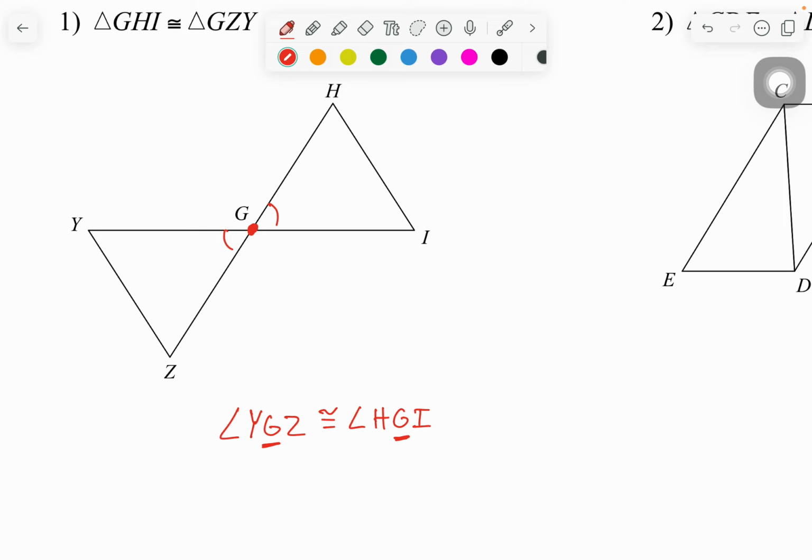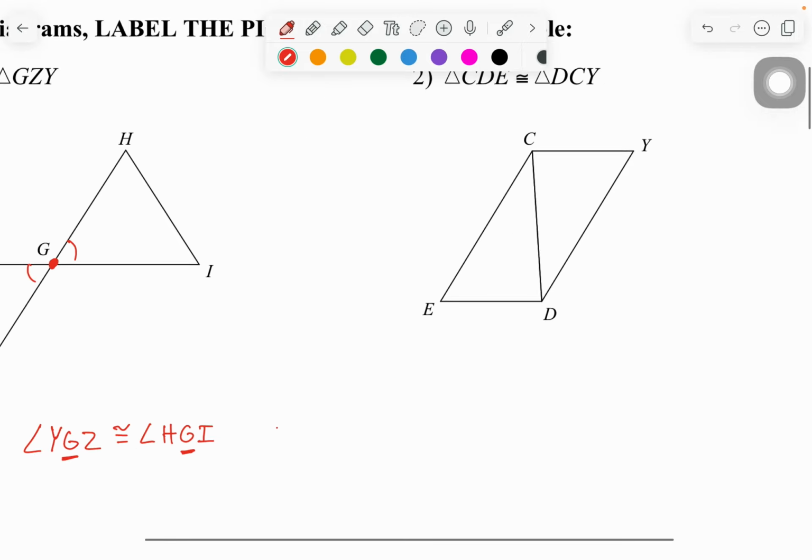And I'll show you guys tomorrow, but when you put it on the test or the formative, then you just write vertical angles are congruent next to it. So we'll talk about that. I just want you to identify the vertical angles and then the reflexive side.